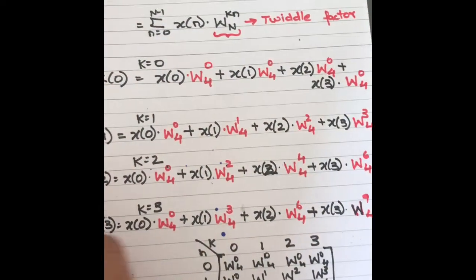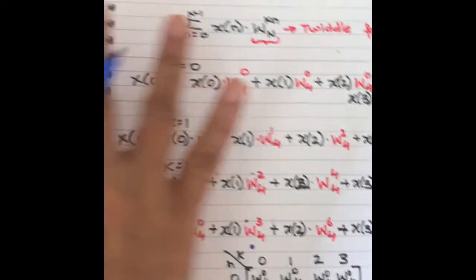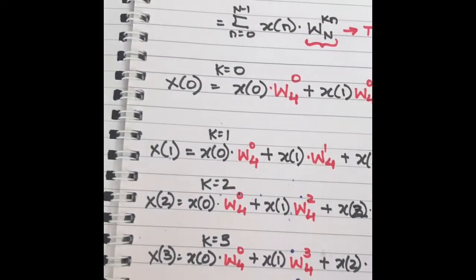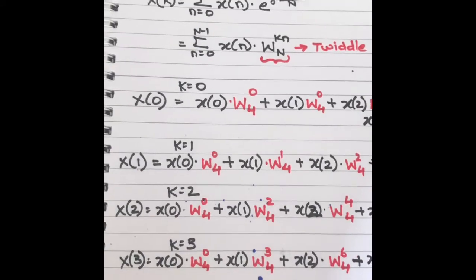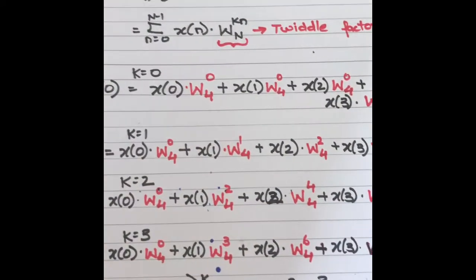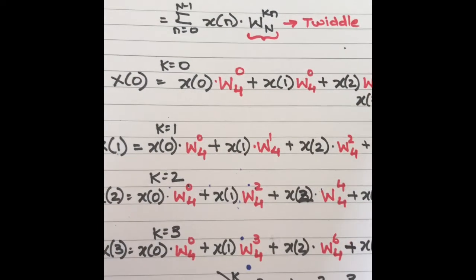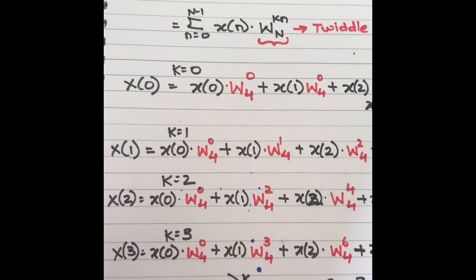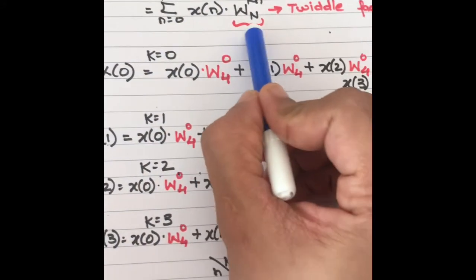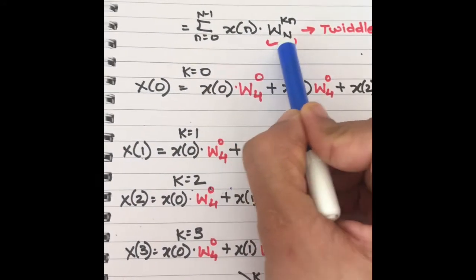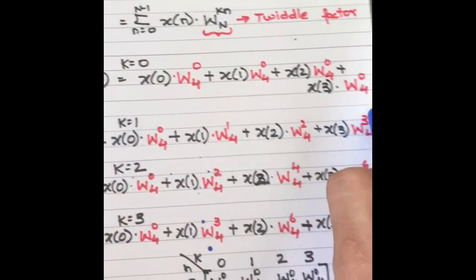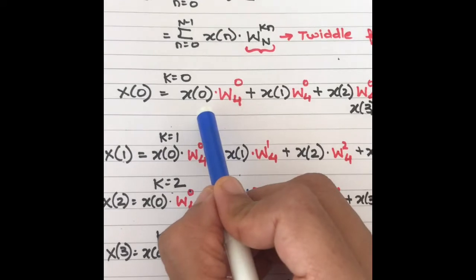Clear? Now let us see how it can be used to our advantage to calculate the DFT. Alright, so now here I have expanded the calculations of the DFT. X of k is equal to this. I am replacing it by the twiddle factor. Now for each value of k, I have expanded the summation for different values of n.